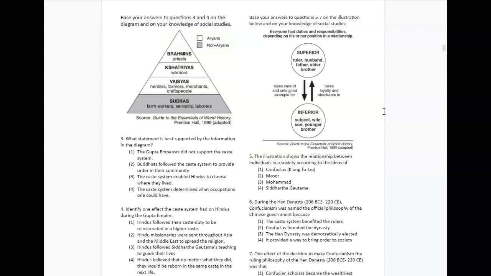Number 5. This illustration shows the relationship between individuals in a society according to the ideas of 1. Confucius, 2. Moses, 3. Muhammad, 4. Siddhartha Gautama. So whose ideas were these?